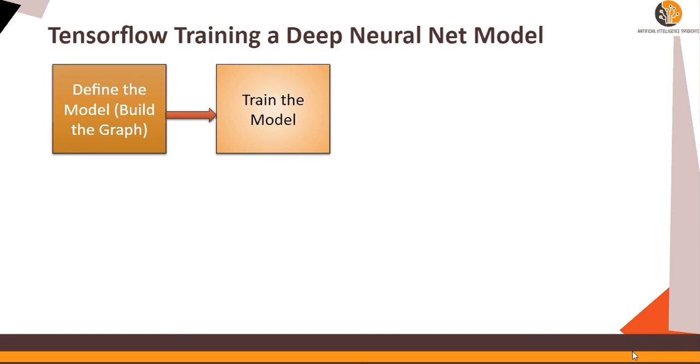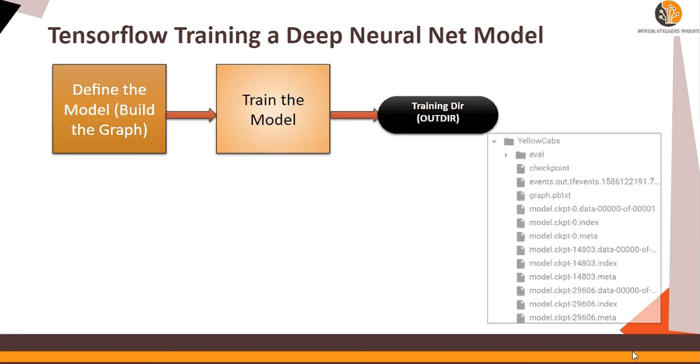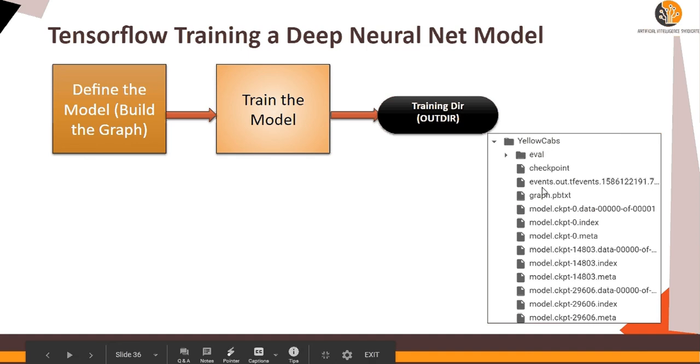So build the graph, train the model, and then while training, the model creates checkpoints, something like this. It creates checkpoints, CKPT, with index and meta, and these model checkpoints are iterations. TensorFlow by itself creates iterations of models, and it creates checkpoints. Now once the model has finished training, we can evaluate the model.